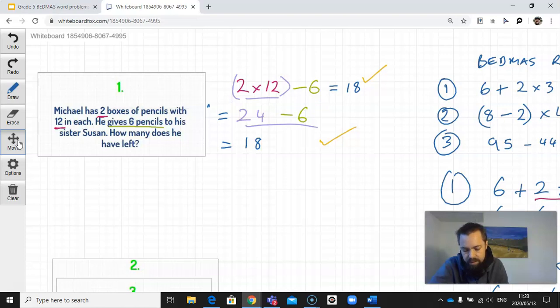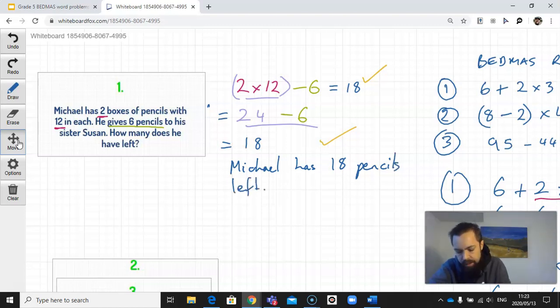All right, but there is a final step that you must do with word problems, and this is worth a mark for me. So you've got the right answer, but your question came to you as a sentence, and you need to give the answer as a sentence. So here we go. Michael has 18 pencils left. And if you're in my class, that's your 3rd mark.